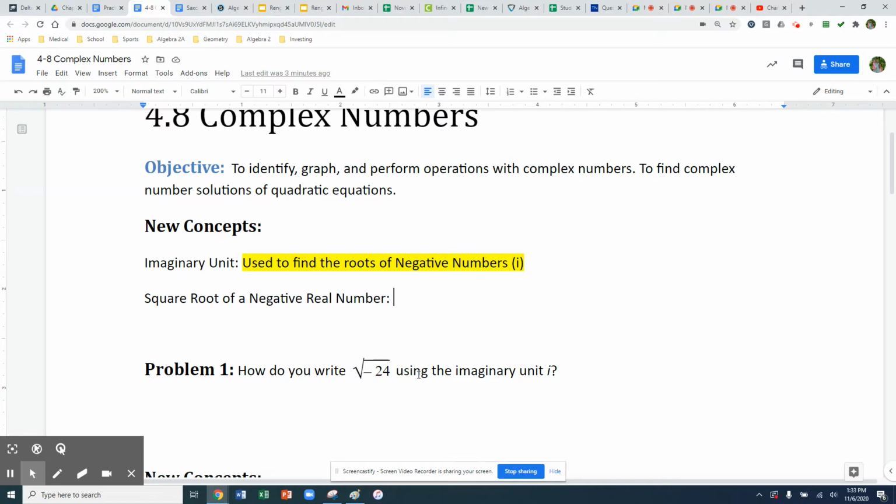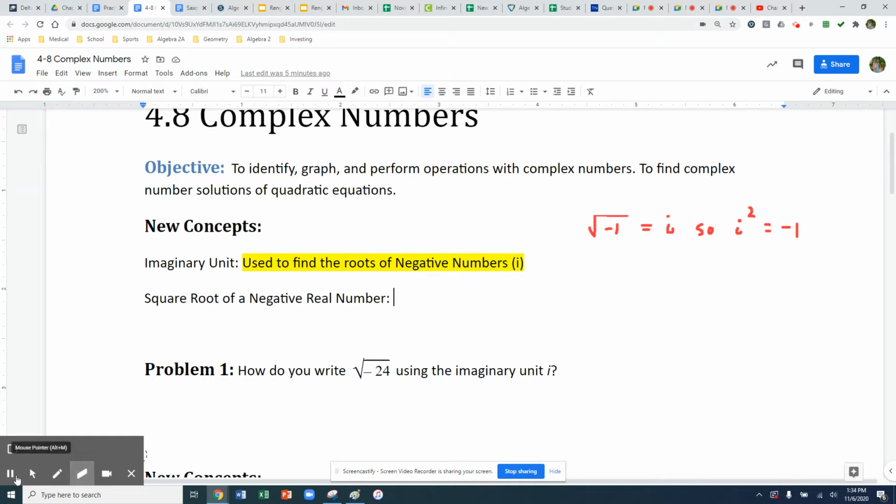So the imaginary unit is a variable we can use to represent the imaginary set of numbers. The imaginary unit is used to find the roots of negative numbers. Here's how the number i is represented. i is defined as the square root of -1. So the square root of -1 now becomes i. Anytime we have a negative number, we can always break it into factors of -1 and the given number. So also, i squared is equal to -1.